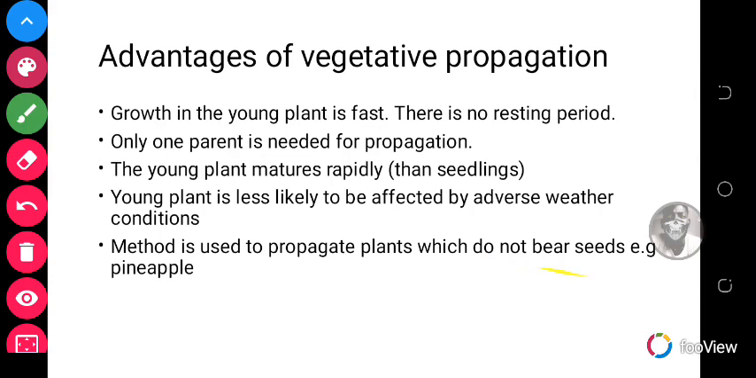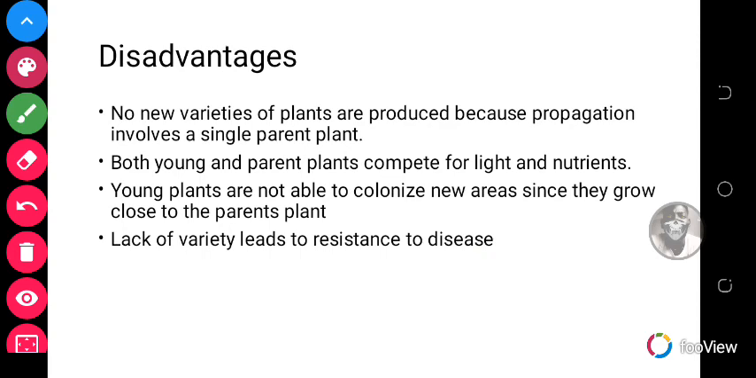So let's look at the disadvantages of vegetative propagation. No new varieties of plants are produced because propagation involves a single parent plant. So because a single parent plant is used, you are less likely to get an end product which is not what you started with. Because when you use plant A to propagate, it's likely that you are going to get a new plant A, and you can't get any variety.